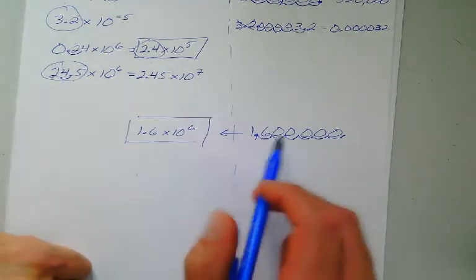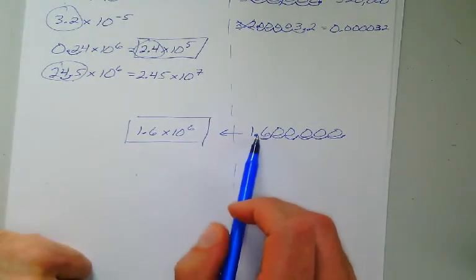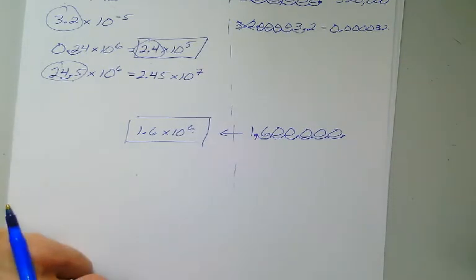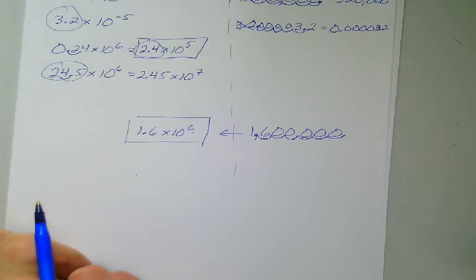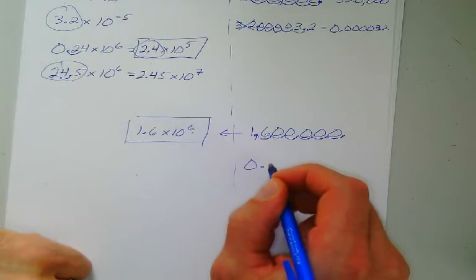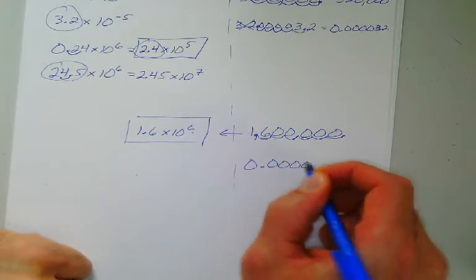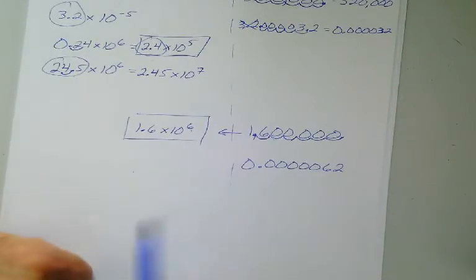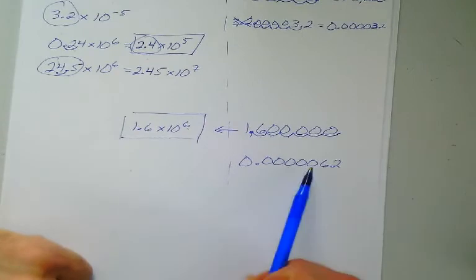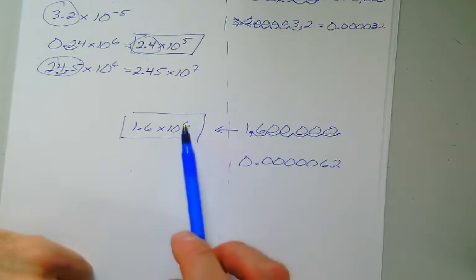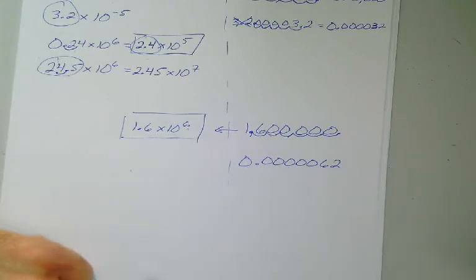You'll notice that if you have big numbers, numbers bigger than 1, you have positive exponents. Now what if you have a small number that's less than 1? Like say we had a tiny microdose of something, 0.0000062. This is in standard form, and that's a very small number. Since it's less than 1, I know my exponent, if I convert it to scientific notation, is going to be negative.